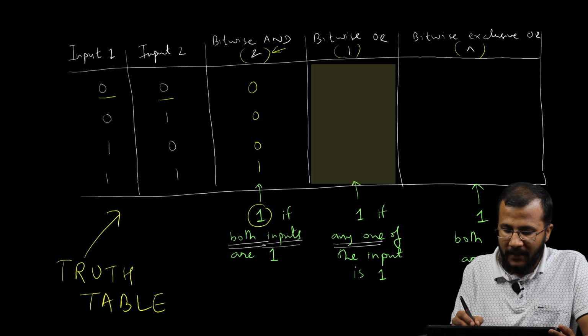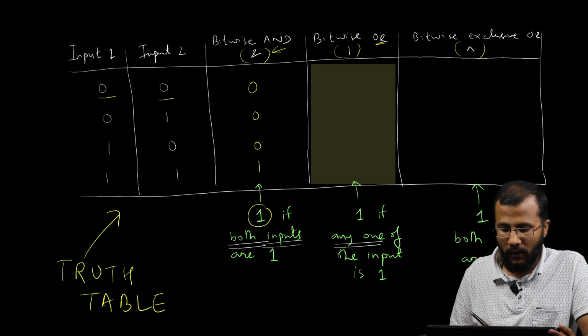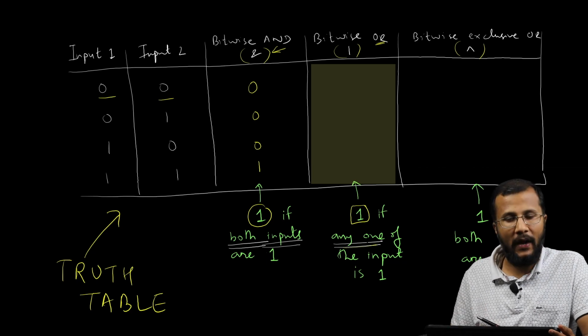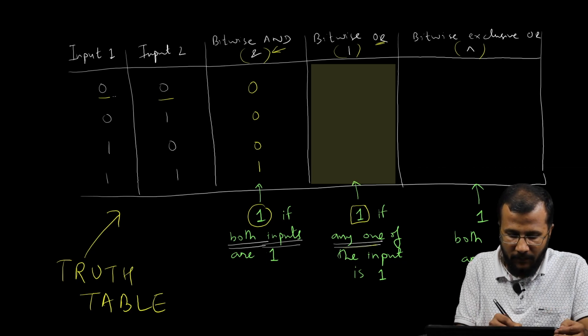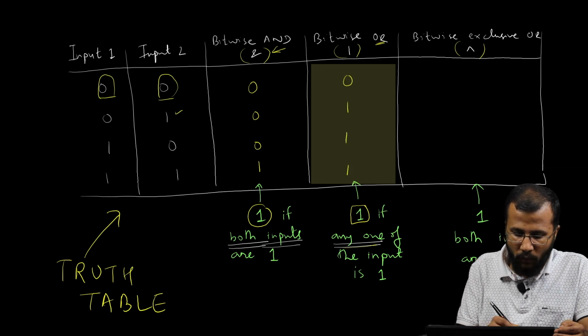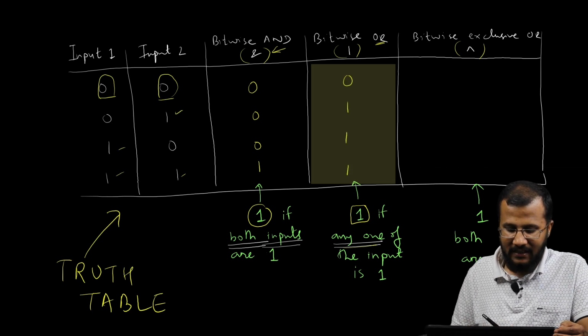Now how does bitwise OR, that is 1 vertical bar, work? In bitwise OR, the output is 1 if any one of the inputs is 1. In this case both the inputs are 0, so the output is 0. In all other cases the output is 1, because one of the inputs in all of these 3 cases is 1.